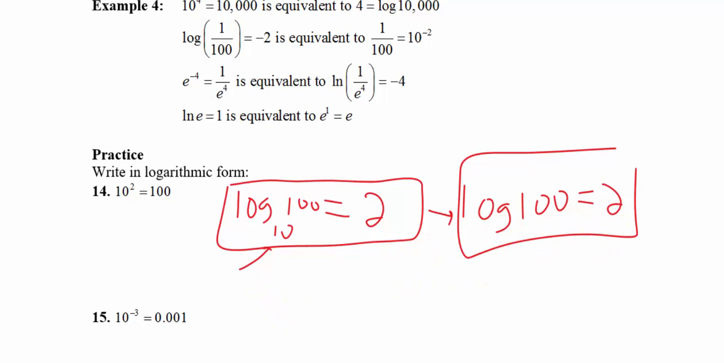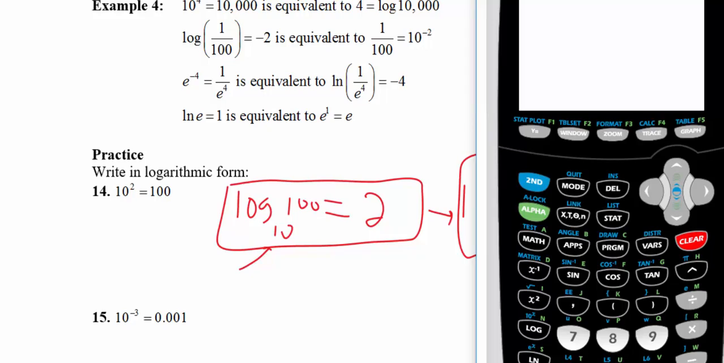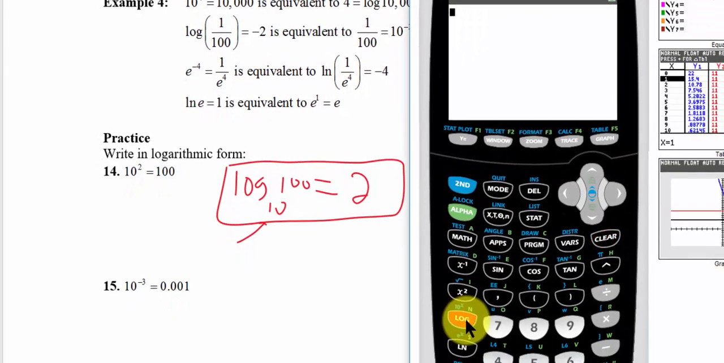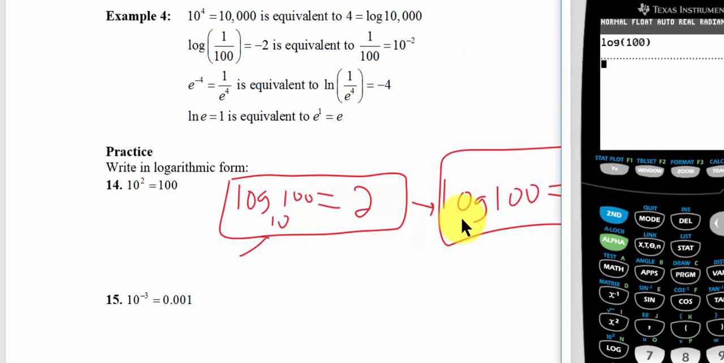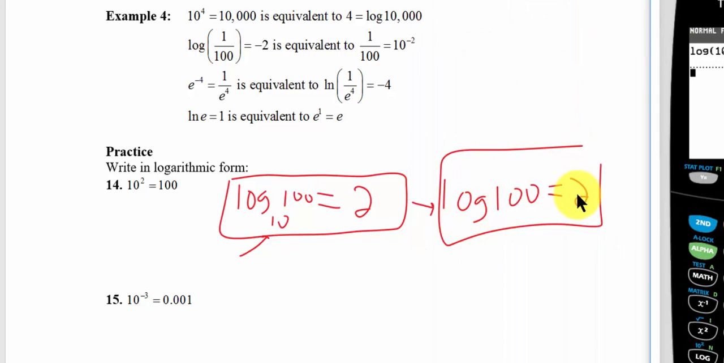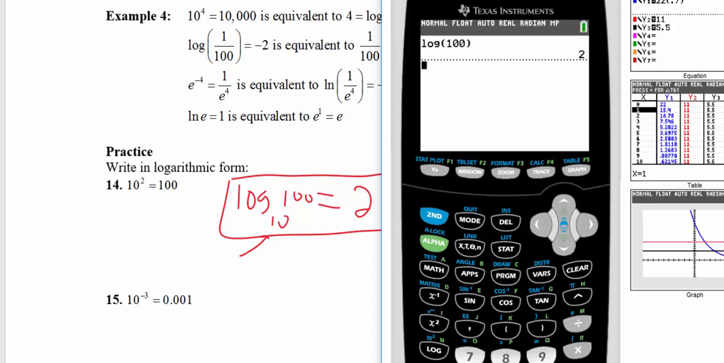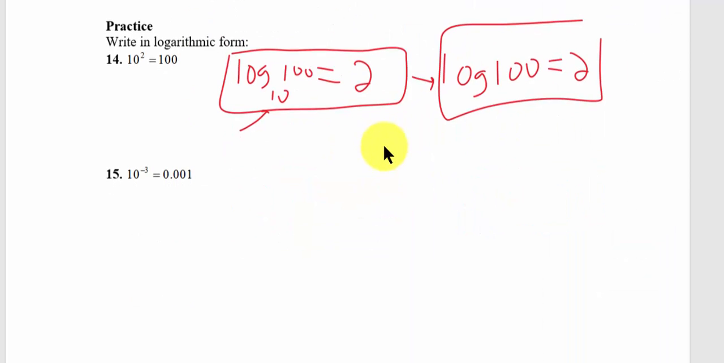And if you wanted to check your answer with your calculator, let's pull up my trusty calculator. If I type in log 100, close my parentheses and press enter, well, I get 2. So the log of 100 is indeed 2, and we verified that with my calculator. Let's take a look at number 15.